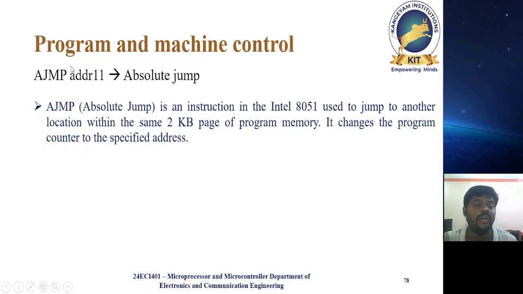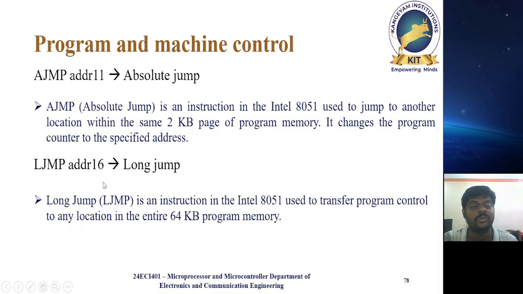AJMP is the absolute jump. You have to give an 11-bit address, which means it can jump up to a maximum of 2 kilobytes. So for absolute jump you give an 11-bit address. For LJMP we have to give a 16-bit address, which is a long jump.